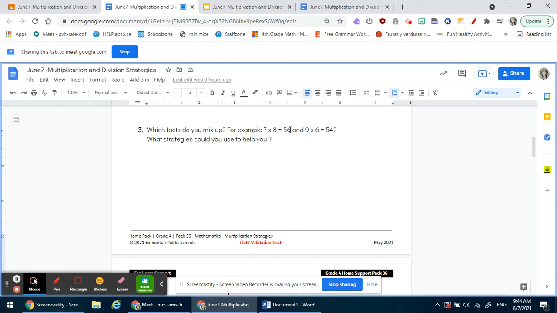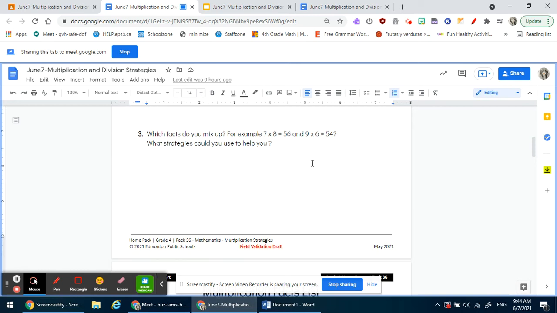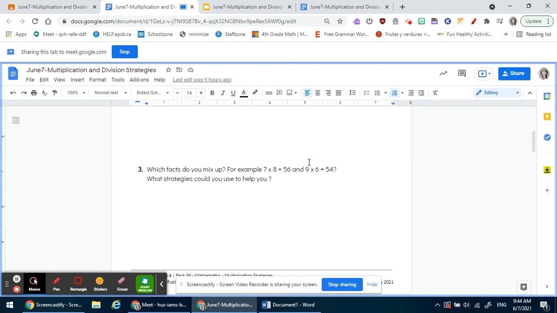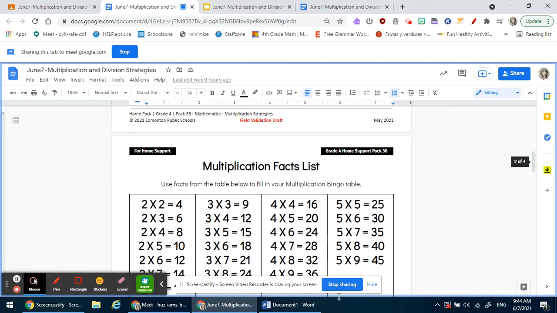So 7 by 8 is equal to this, and then this is equal to this. So which ones do you get mixed up together with the answers? Which one do you get confused with? Again, it depends on your struggles. So just try your best to answer these questions because they're more about your struggles than straightforward questions.